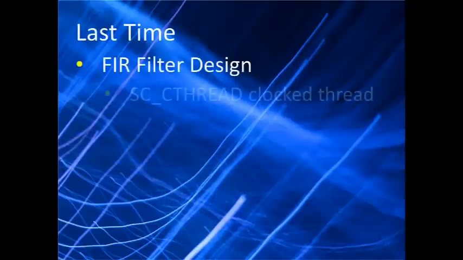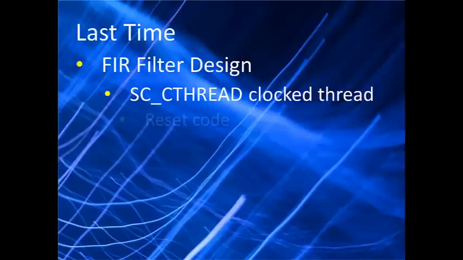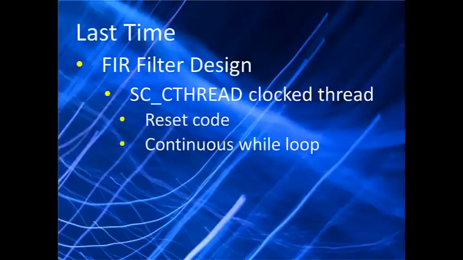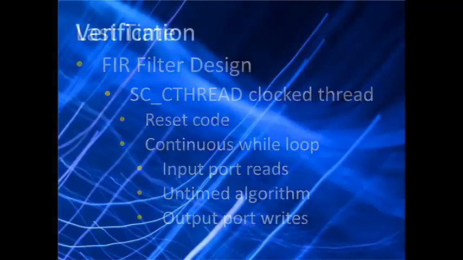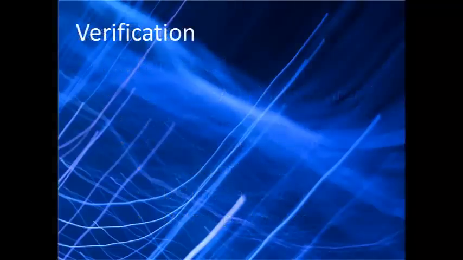Now, last time we designed a small FIR filter with the algorithm being a SystemC clock thread. We learned how to organize the thread as reset initializations followed by a continuous while loop containing handling of inputs and outputs and the functionality of the filter. What we need to do next is prove that our filter works.